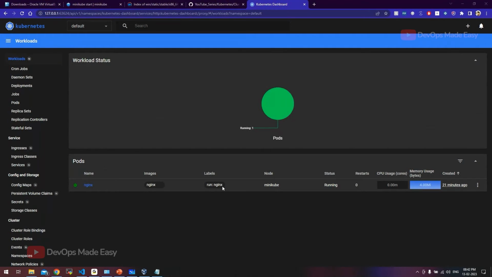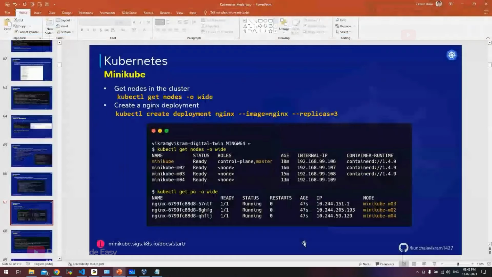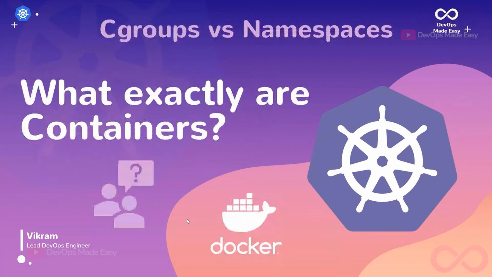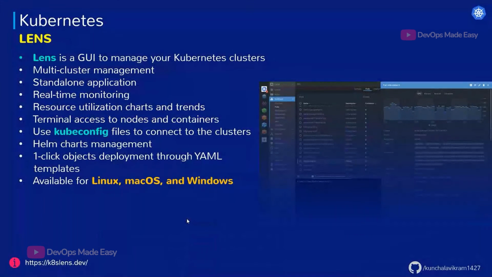Okay, so let me install one more dashboard. The dashboard is known as Kubernetes Lens, which is directly installed on Windows. The earlier dashboard was running internally in your cluster as another pod, but this will be installed directly on Windows. This is for all the operating systems. I think Mac and Linux are also supported.